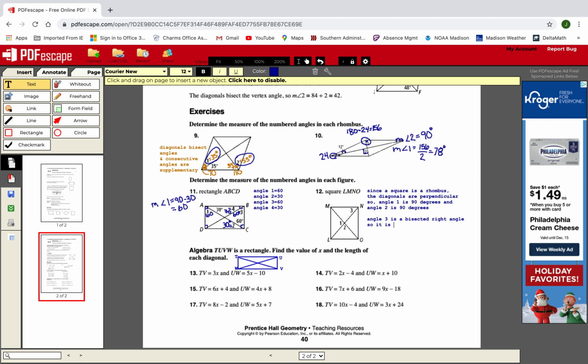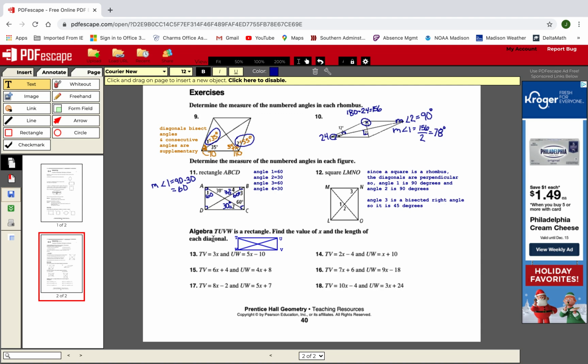So it is 45 degrees. Okay? Saving, I think. Save. All right, we got 6 more down here, and this is the one that I drew in the rectangle for.